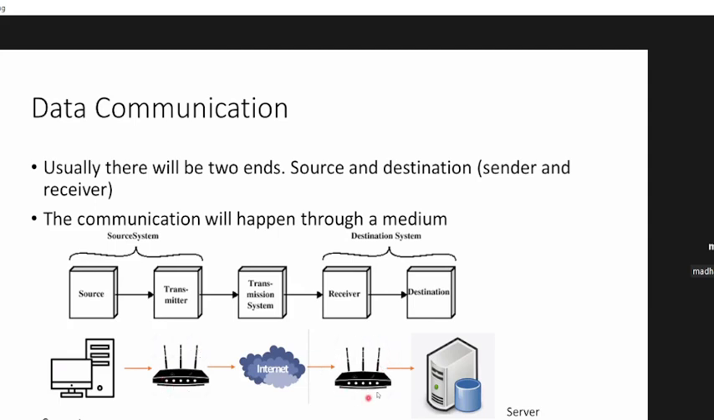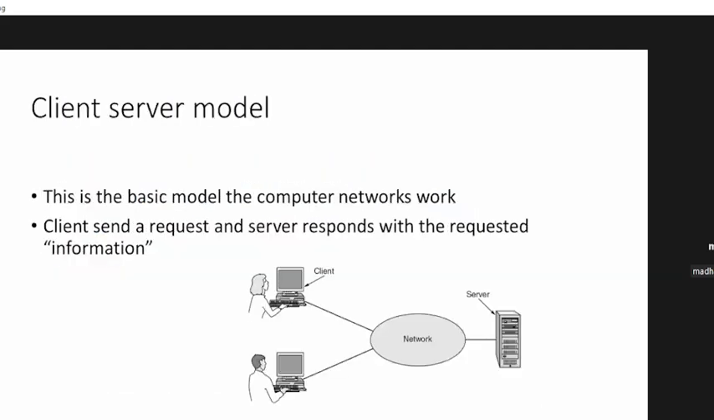And from the router again, this information will be received and passed to the server, right? So this we actually call a client and server model, right?